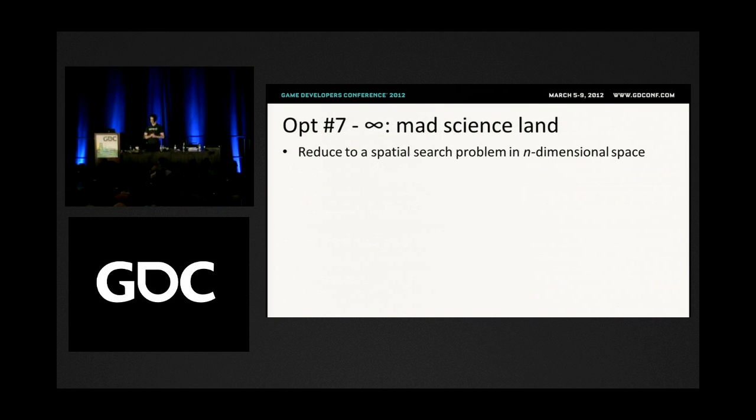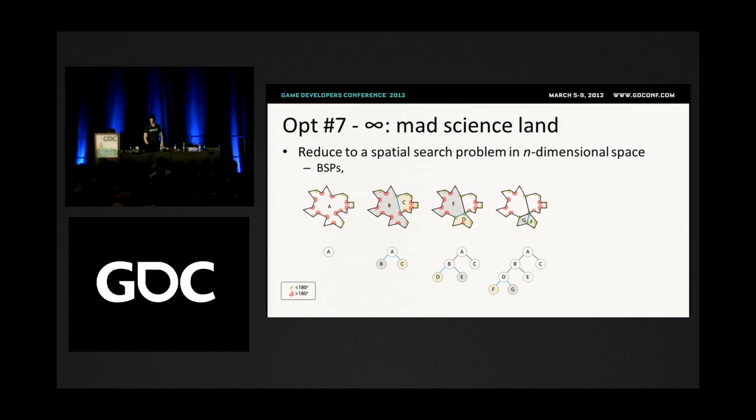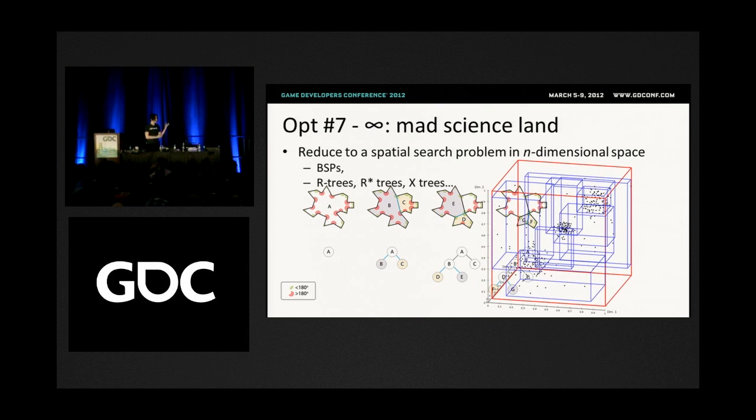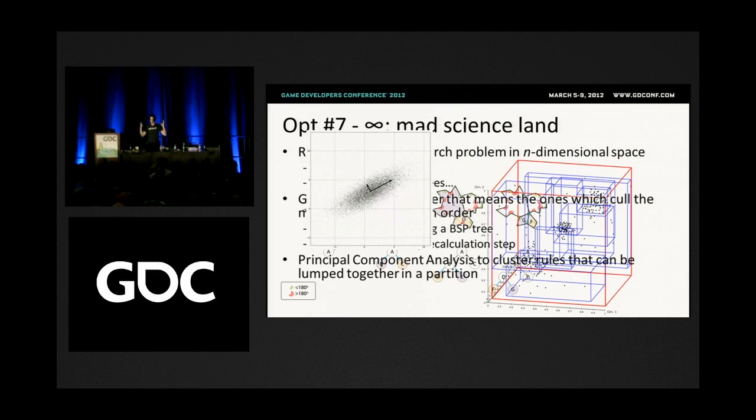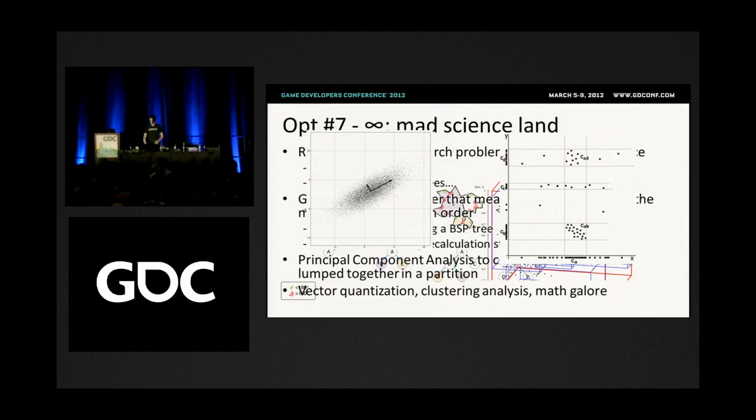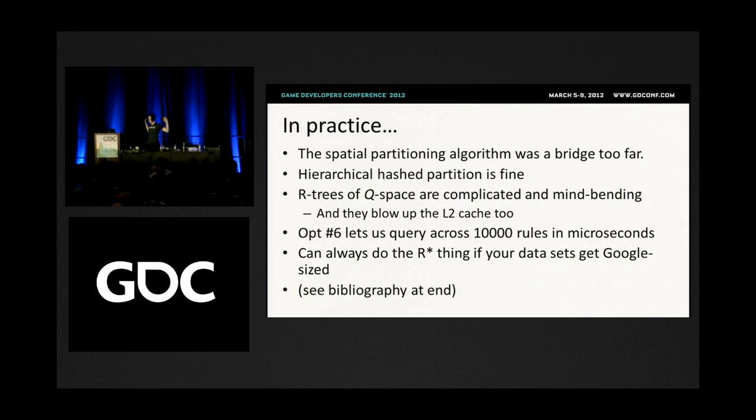Next, you can go off and do some crazy math in mad science land, right? You've got all of these different number line intervals. You've got n many of them. It defines an n-dimensional space. Q is somewhere in your n-dimensional subspace. How do you find Q in subspace? Or, you can do it as a spatial search with a BSP or an R tree, or sort your criteria, or use principal component analysis to cluster your rules, or eigenvector. Don't. I've tried this. This way lies madness.